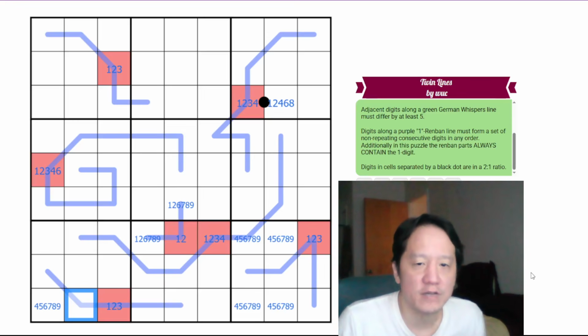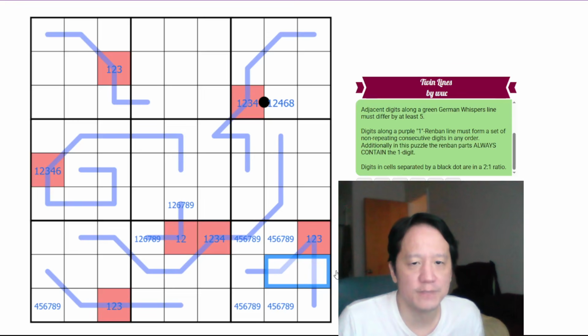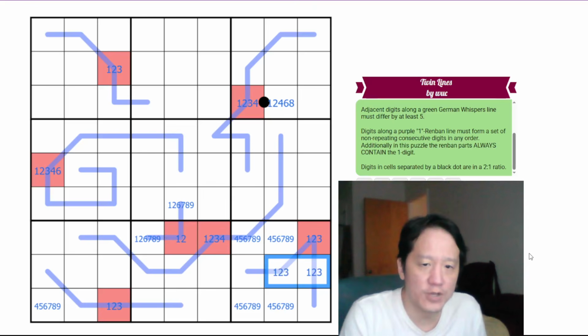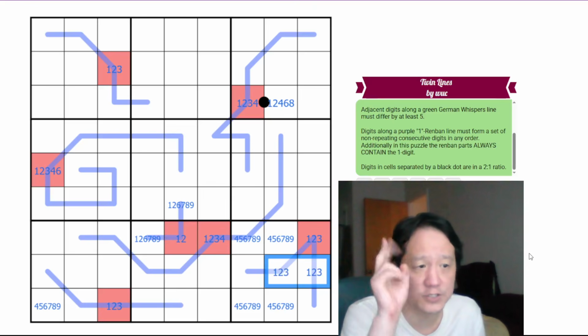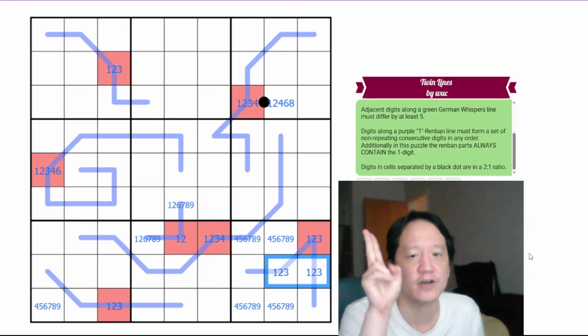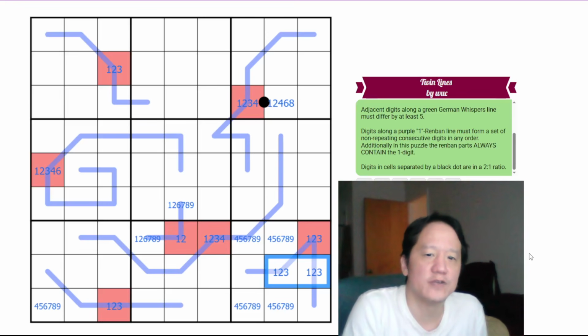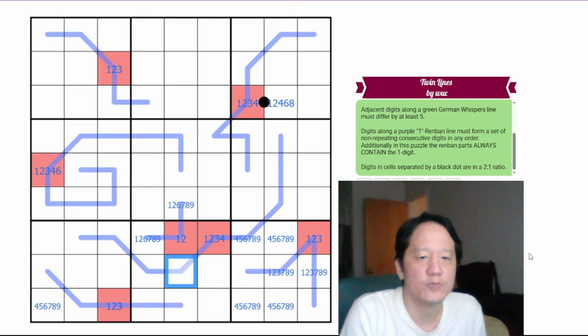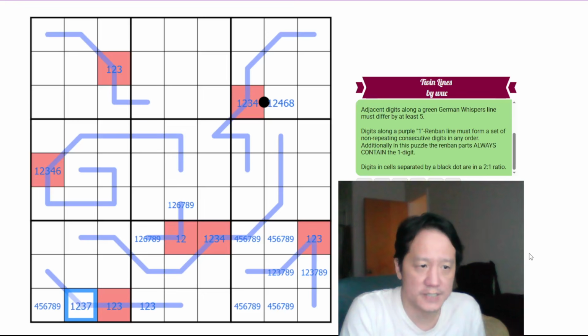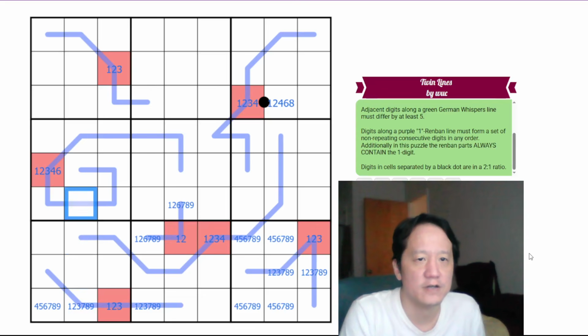So these digits must be 1, 2, or 3, or they must be a high digit next to 2 unique digits on a Whisper 5 line. So it's 7, 8, or 9 there. Same with this. This is either 1, 2, or 3, or it's 7, 8, 9 next to 2 unique digits on a Whisper 5 line.